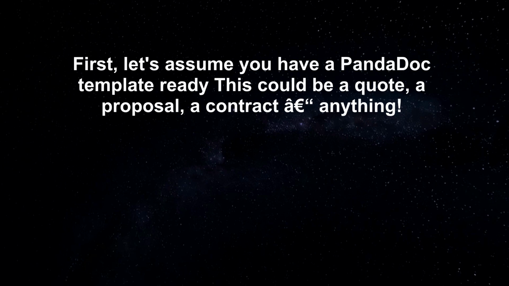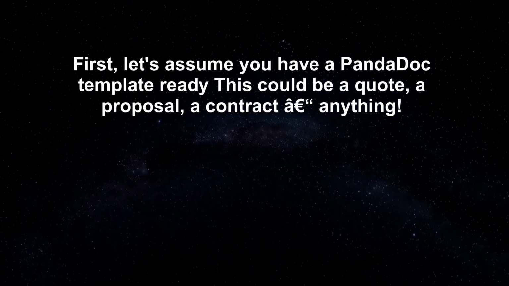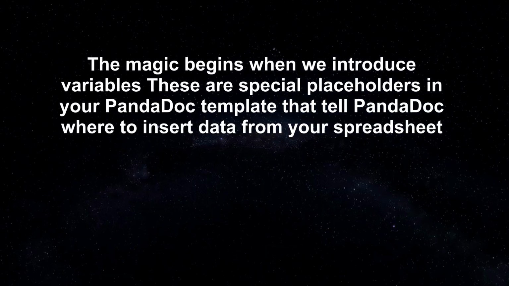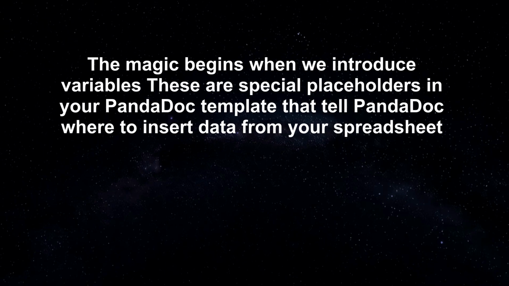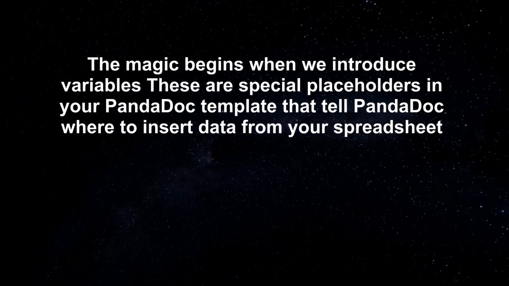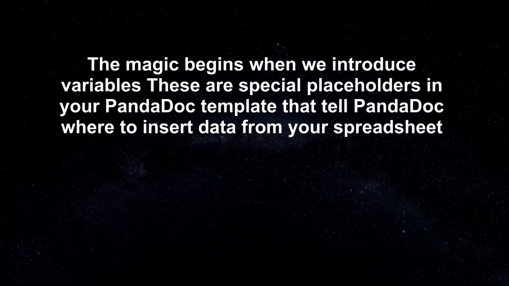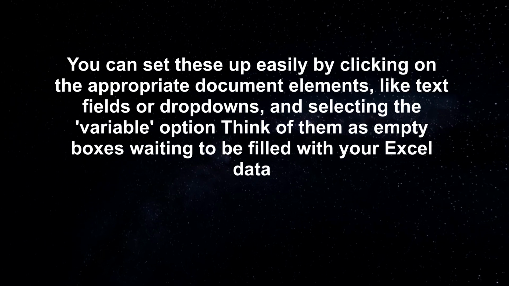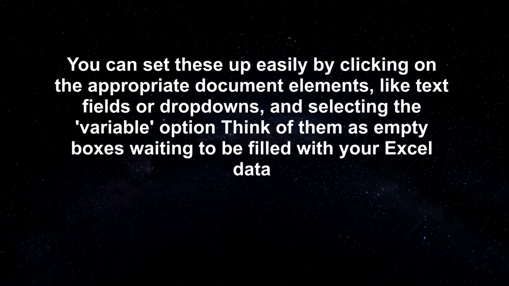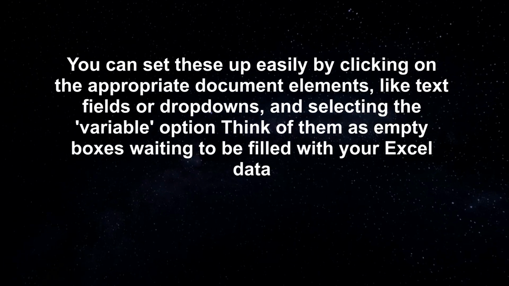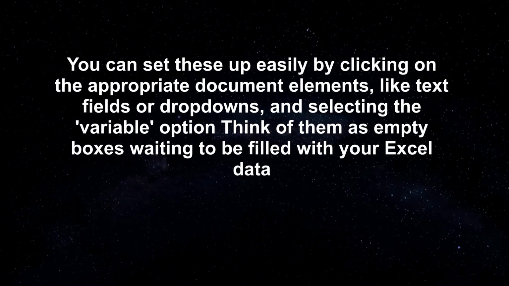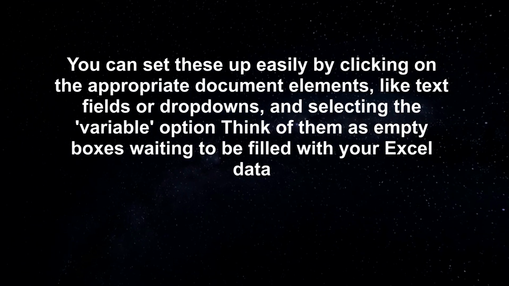First, let's assume you have a PandaDoc template ready. This could be a quote, a proposal, a contract, a price list, anything. The magic begins when we introduce variables. These are special placeholders in your PandaDoc template that tell PandaDoc where to insert data from your spreadsheet. You can set these up easily by clicking on the appropriate document elements, like text fields or dropdowns, and selecting the variable option. Think of them as empty boxes waiting to be filled with your Excel data.